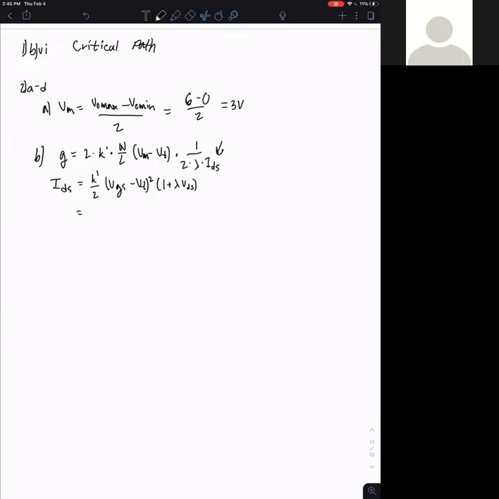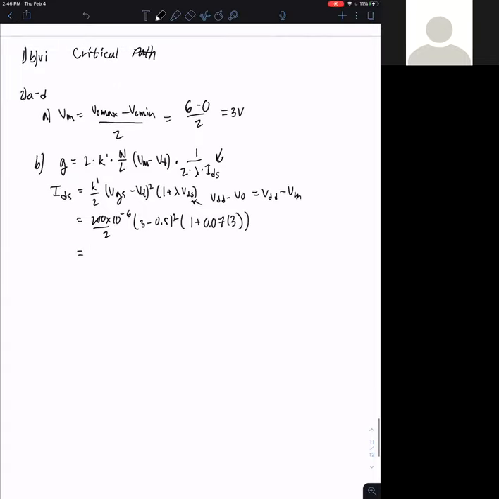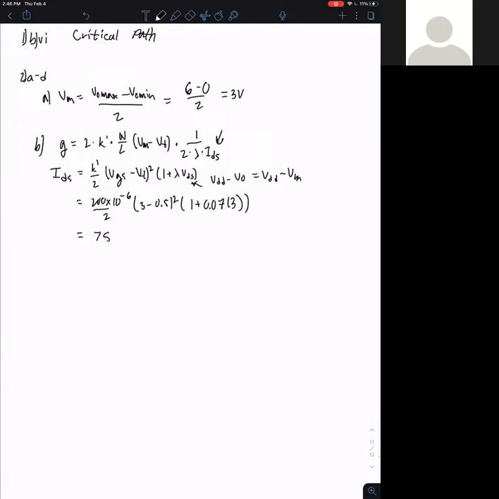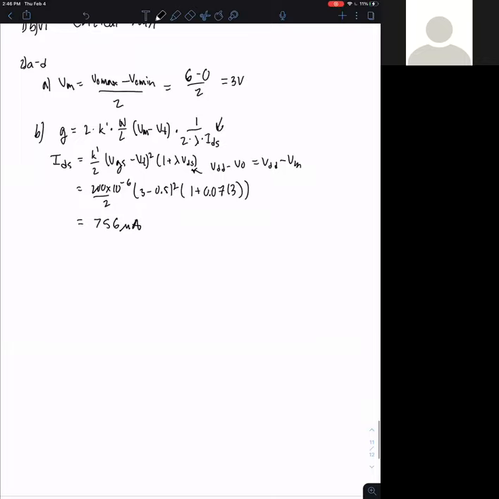And now we can just plug in the numbers we were already given. 2 times 10 to the negative 6 over 2 times 3 minus 0.5 squared times 1 plus 0.07 times 3. In this case, VDS is equal to VDD minus VO, but this is also equal to VDD minus Vmin since that's where we're operating. This is also why we're using the saturation equation, because at that point both MOSFETs are in saturation. So once we calculate that number, we get 756 microamps.